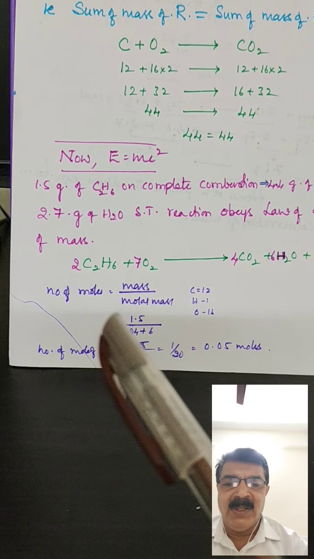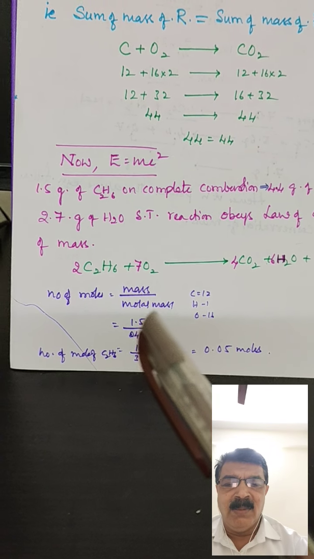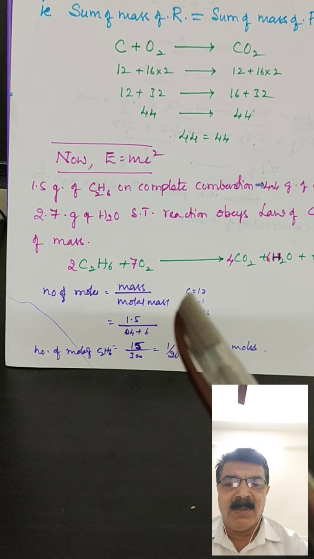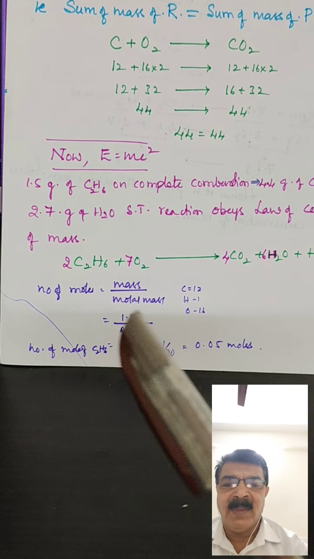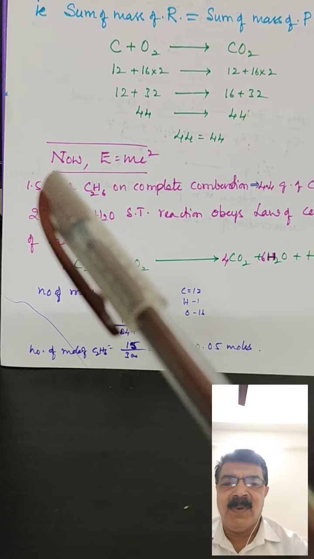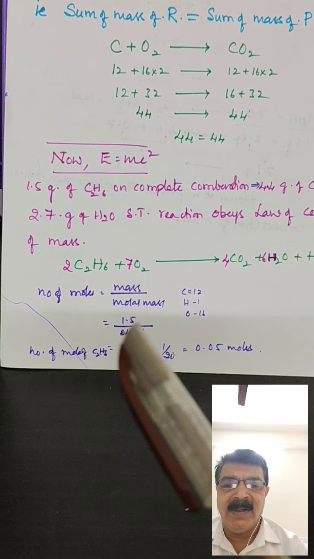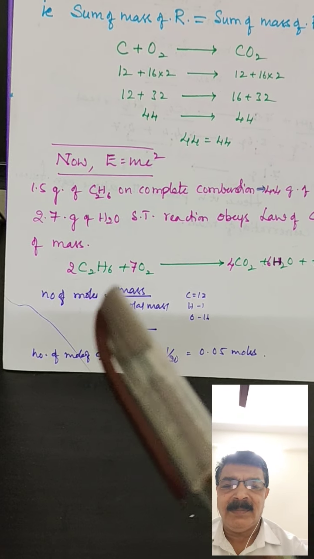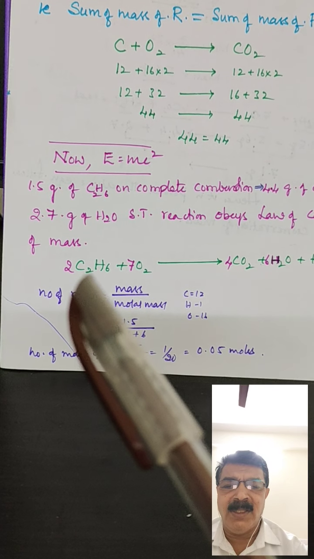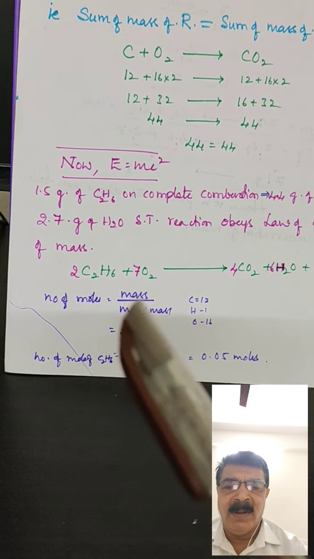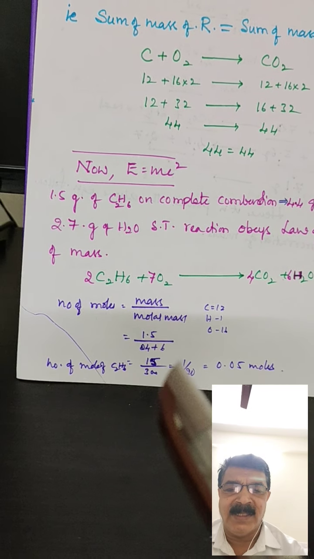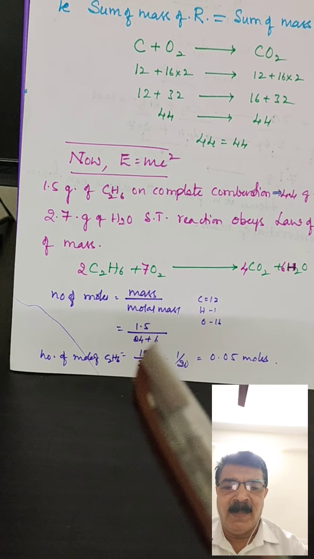So here the ratio is mass by molar mass. Carbon 12, hydrogen 1 and oxygen 16. The mass of the compound ethane is 1.5. C2H6: carbon 12, 2 into 12 is 24, plus hydrogen 6. 24 plus 6 is 30.